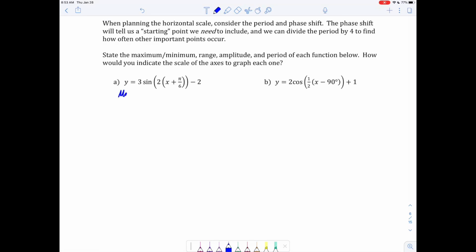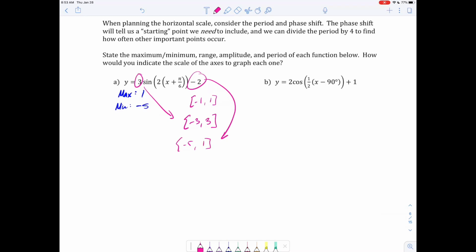I'm going to say that the maximum is equal to 1, and I'm going to say that the minimum is equal to negative 5. Why am I saying that? Well, normally we're going from negative 1 to 1, but we multiplied by 3, and then we subtracted 2. So keep in mind those ideas with transformations that apply here. So I've got a max of 1, a min of negative 5, and I've got a sick eraser.